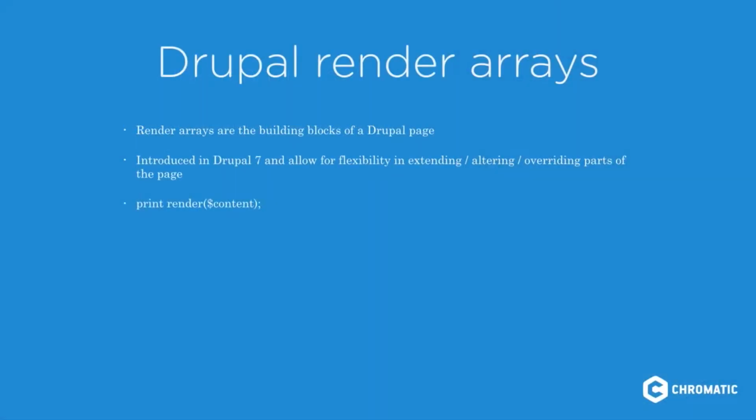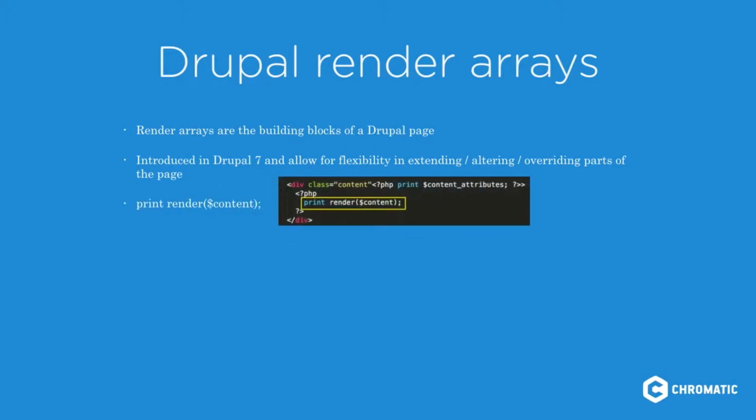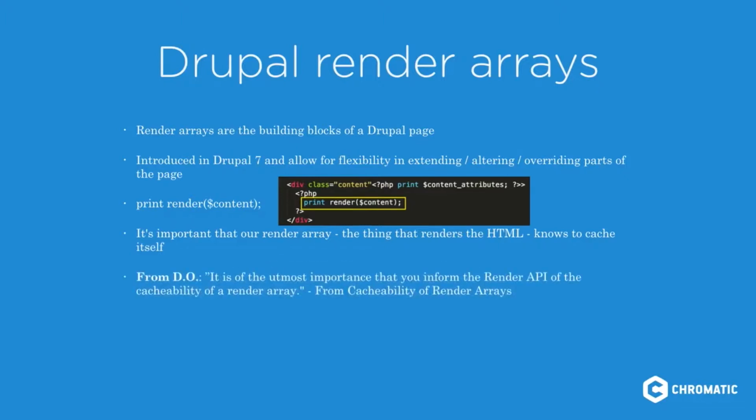I don't know if you can see it from that far away. If you don't know what I'm talking about, you've maybe seen the render function surrounding the content variable, and maybe wondered when you started with Drupal 7, what's this render? Why is render all of a sudden in all these templates? Which it wasn't in Drupal 6, as I can recall. The reason I mention all of this is that when I was doing the research on cache, everywhere it talked about render arrays. The line is, it's important that our render array knows to cache itself. And from Drupal.org: it is of the utmost importance that you inform the render API of the cacheability of a render array.